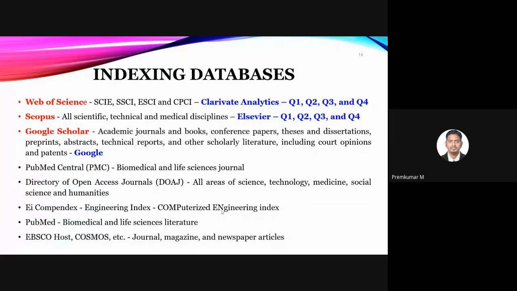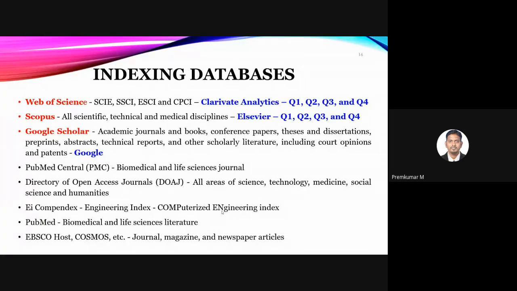ESCI is the Emerging Sources Citation Index. So it's only for the basic level of Web of Science. And CPCI is the Conference Proceedings Citation Index, so it's only for conference proceedings. And the next one is Scopus. As you know, the Web of Science is given by Clarivate Analytics. It is indexed by Clarivate Analytics, and the Scopus indexing is provided by Elsevier.